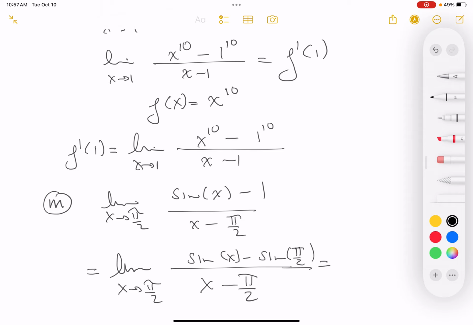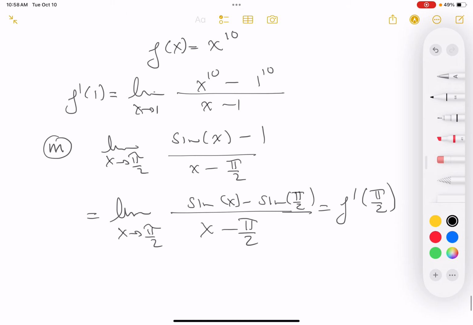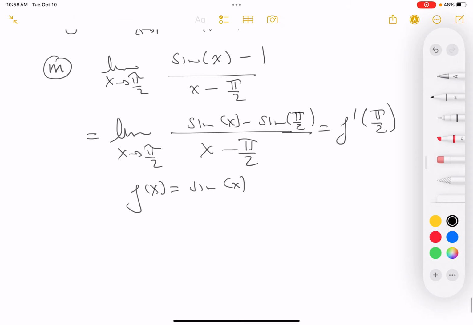What's the sine of pi over 2? It's just simply 1. So this looks like a derivative. I'll write this over here at pi over 2. What's the function going to be? The function f of x is the sine of x. All right? We've checked enough of these already that I think you're pretty comfortable that that's a correct answer. That was letter M, and let's keep moving. Let's go to letter N now.